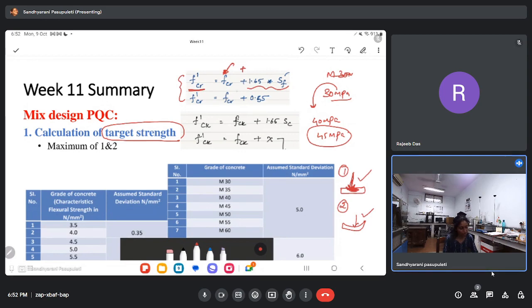So that we already know always. But how do we get this SF? In order to understand the standard deviation, we already have a table. You can see this table. This is the table for flexural strength.